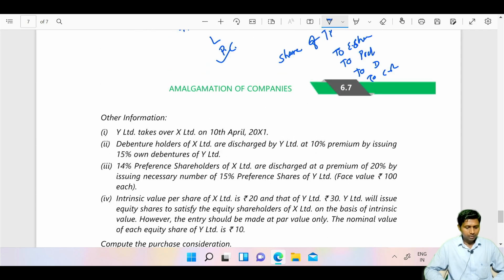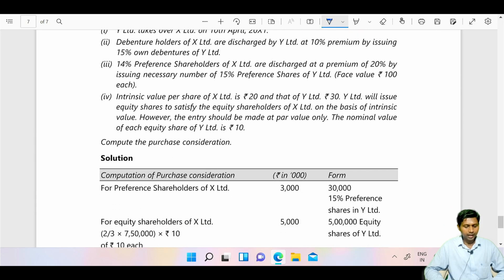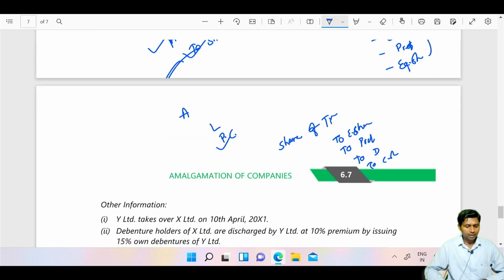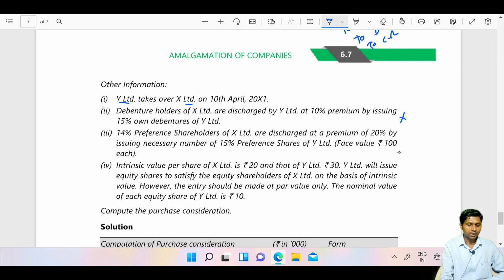Now after this they have given the problem to us, but from the exam point of view, no need to study this problem at all. In regular lectures I have already explained this problem. In this problem the balance sheet is given as well as the new company taken over, that means Y taken over. Here in this case, Y is the transferee and X is the transferor. New company, old company. Debenture holders are discharged. Now payment made to debenture holders doesn't form part of purchase consideration, therefore we will not consider this second part.